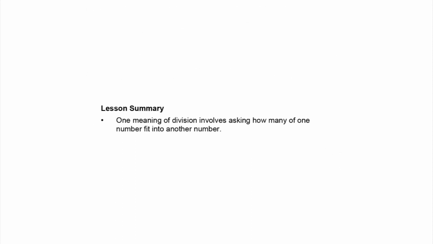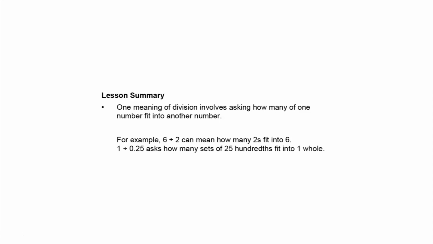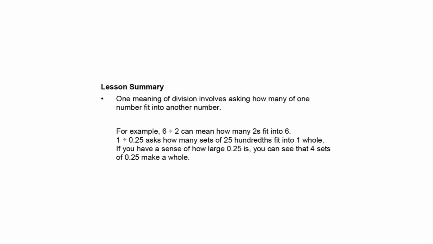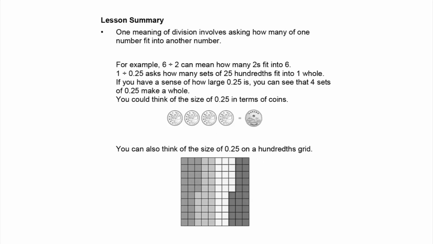Lesson summary. One meaning of division involves asking how many of one number fit into another number. For example, 6 divided by 2 can mean how many 2's fit into 6. 1 divided by 0.25 asked how many sets of 25 hundredths fit into one whole. If you have a sense of how large 0.25 is, you can see that 4 sets of 0.25 make a whole. You can think of the size of 0.25 in terms of coins, right? We've got 25-cent pieces equal to a loonie.